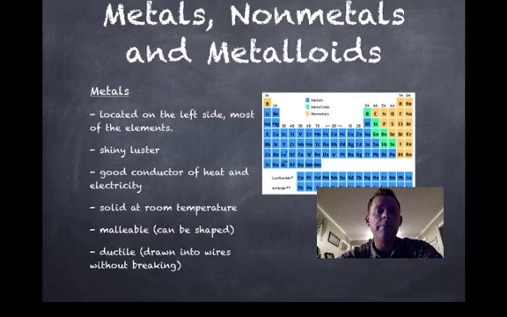Okay, malleable. Malleable means they can be shaped. You can change them, you can bend them, and they're not going to break. And then ductile just means what I said earlier. You can make it into wiring, to carry electricity through it. So ductile is drawn into wires without breaking.